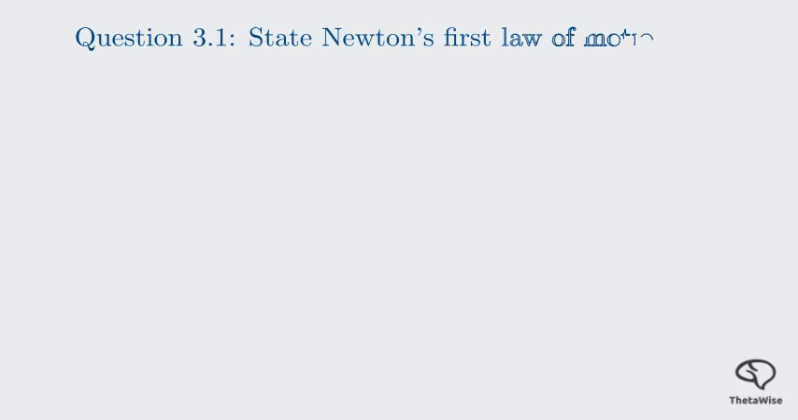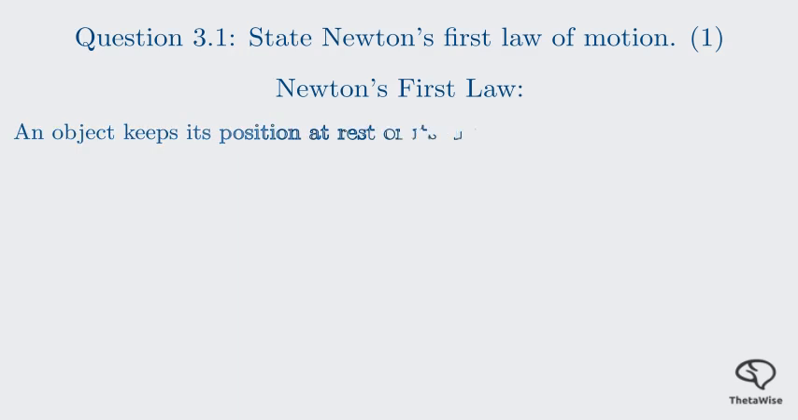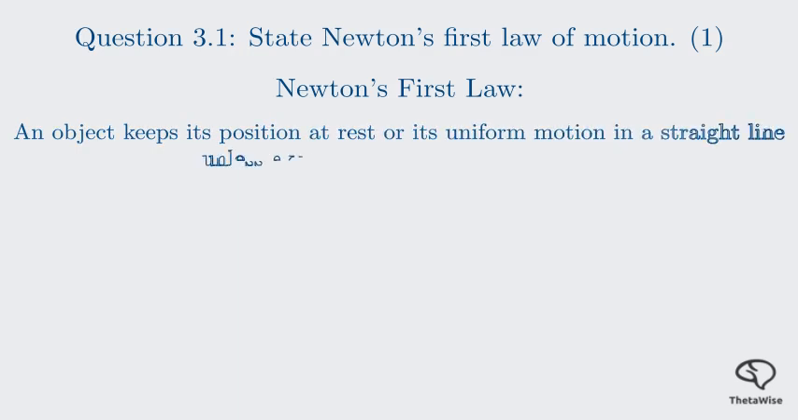Question 3.1 asks us to state Newton's first law of motion. Take a moment to think about what that law tells us. This law, also known as the law of inertia, describes how objects behave when there are no external forces acting on them. It states that an object will keep its position of rest or its uniform motion in a straight line unless acted upon by an external force.